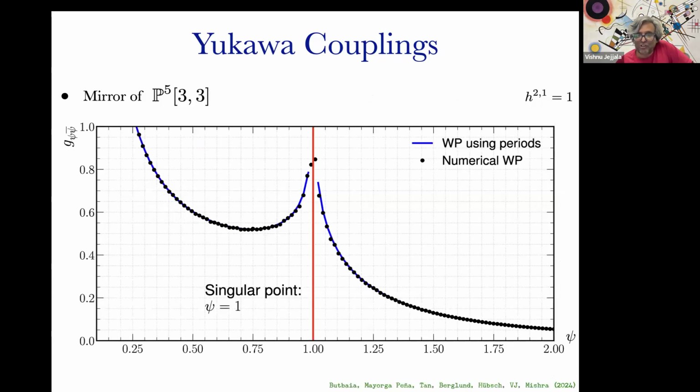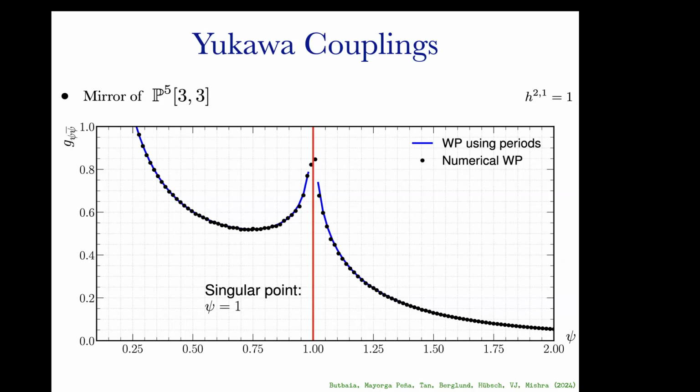So this is a cross-section of the 3D plots that were in the previous slide, and this again shows that the Weil-Petersson metric computed numerically with the Kodaira-Spencer approach matches the period integrals really well, even very close to the singular point.